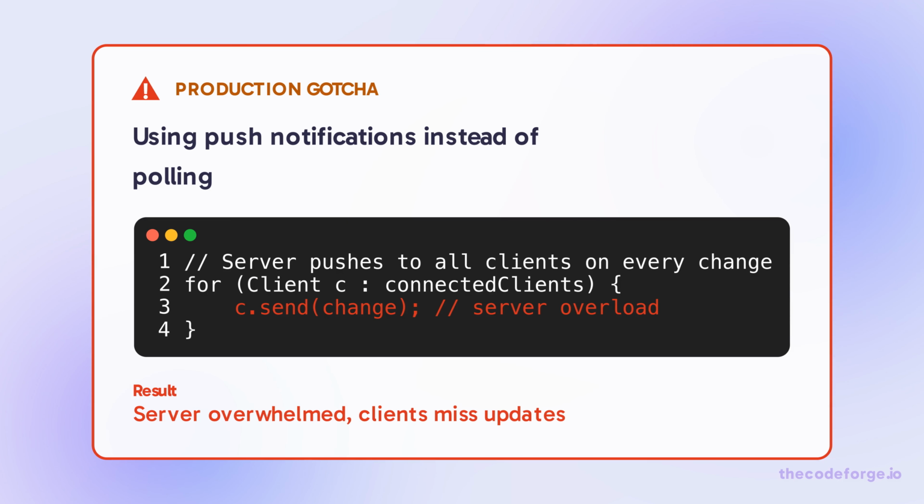Using push notifications instead of polling can overwhelm the server with connection overhead. Use long polling or WebSockets only for lightweight notifications. Keep the metadata service stateless and have clients pull changes based on a changelog cursor.